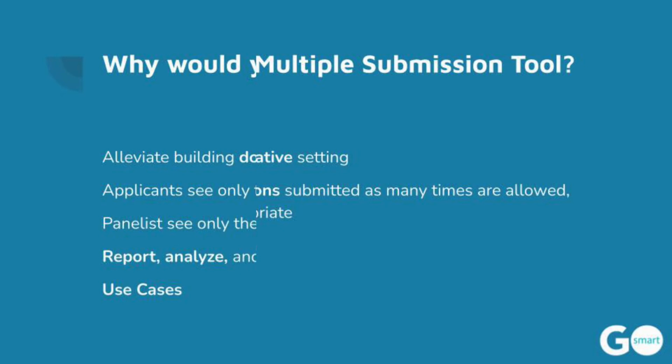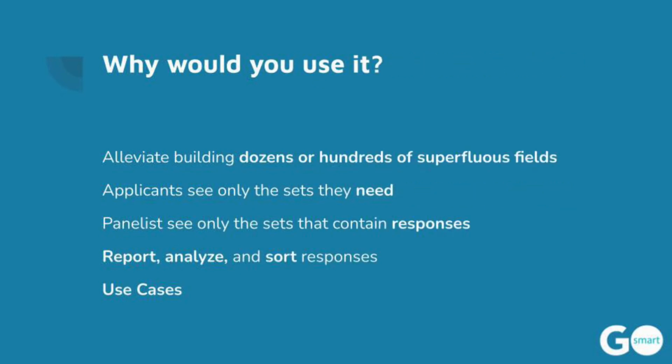So why would you use it? Well, first off, it'll alleviate the building of dozens or even potentially hundreds of superfluous fields. We have a lot of clients who need to ask about venue locations or program locations, other use cases we'll talk about in a moment, and they usually have to build for the highest common denominator. If an applicant potentially has 20 things to report, but another might have 2 or 3, you sometimes have to shoot for that higher number, and now you have to build 20 sets of those questions to potentially capture everything for, again, that highest common denominator. So this just alleviates all of that.